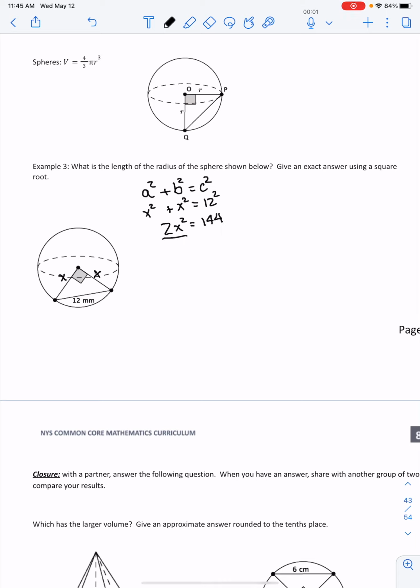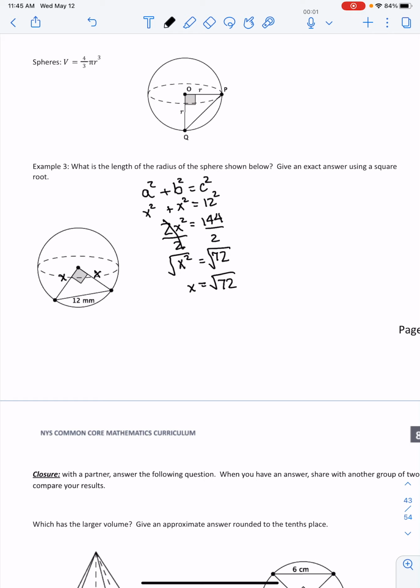I'm going to divide both sides by 2. I have x squared equals 72. Well, if I take the square root of both, I have x equals the square root of 72.